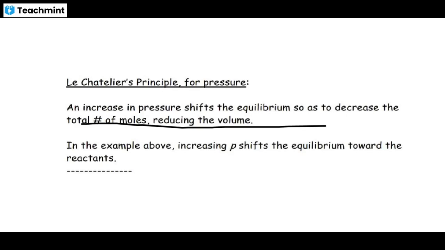The system always tends to maintain equilibrium. If you try to push the reaction, for example with high temperature, the equilibrium tends to maintain itself. So increasing pressure shifts the equilibrium towards the reactant, in the previous example.